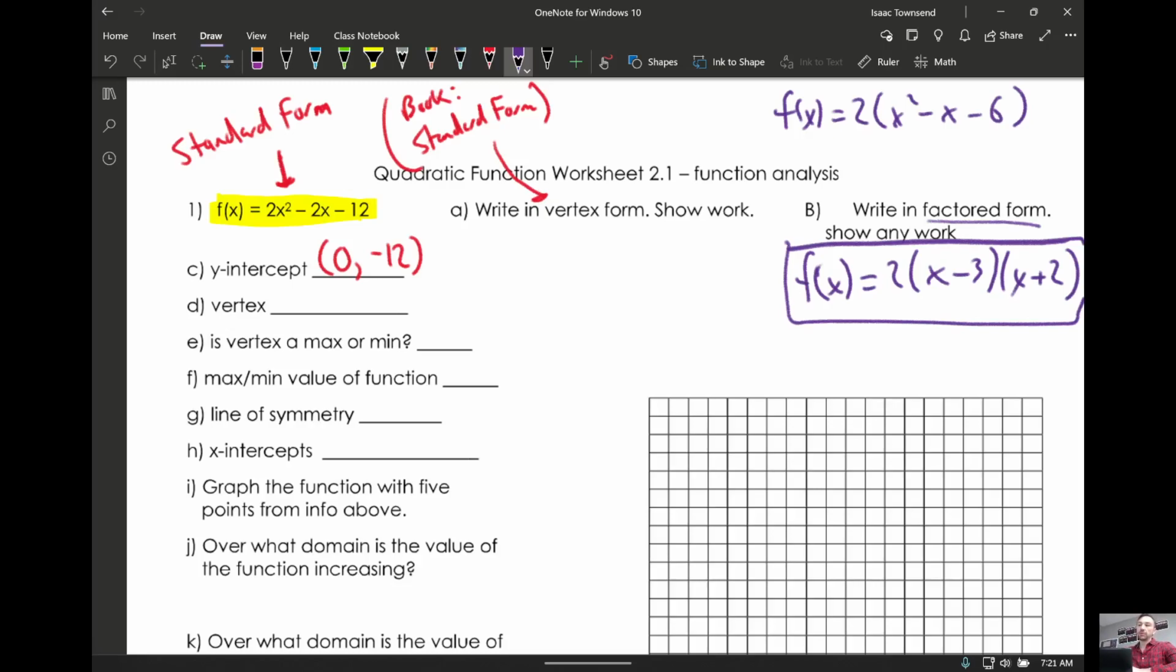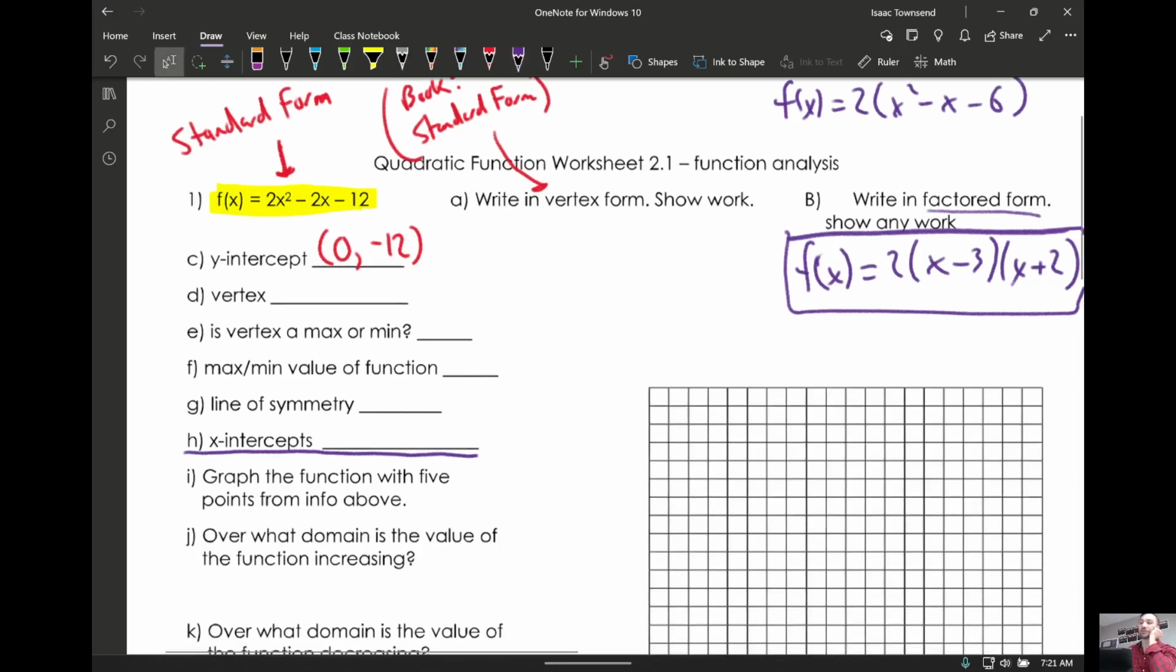But to me, one of the strongest attributes of factored form is this, the x-intercepts. So we know x-intercepts are when y equals 0, and if it's already factored, we should be able to get those x-intercepts very quickly. Set each factor equal to 0 and solve, including this one. It's just that 2 doesn't equal 0, so that doesn't give us anything. X minus 3 equals 0 at 3, and x plus 2 equals 0 at negative 2. So if I needed x-intercepts, I would prefer to have factored form in front of me.